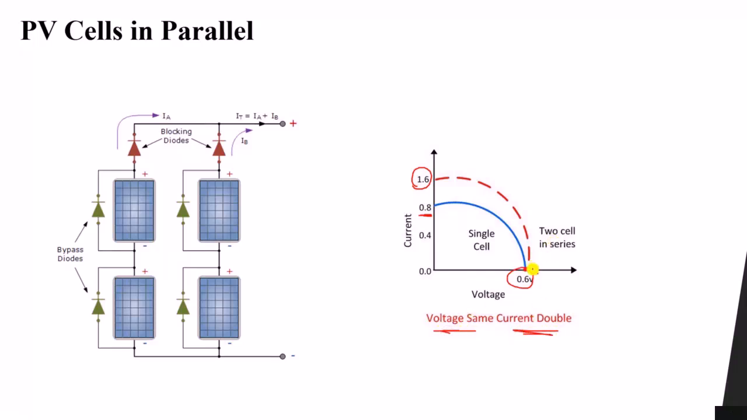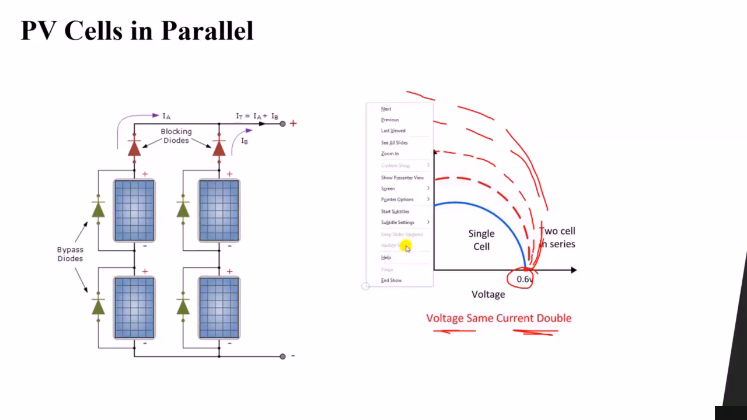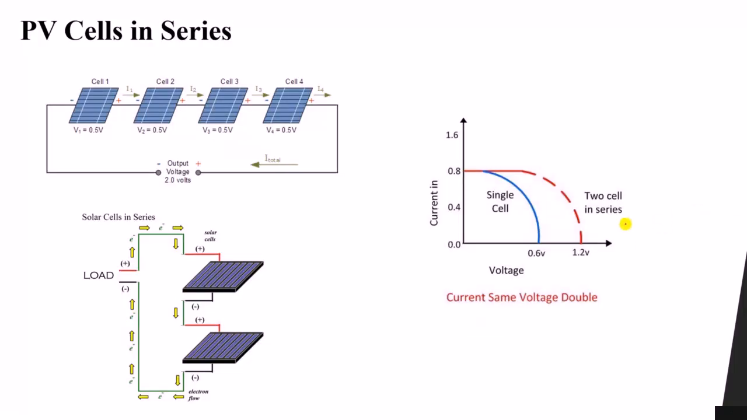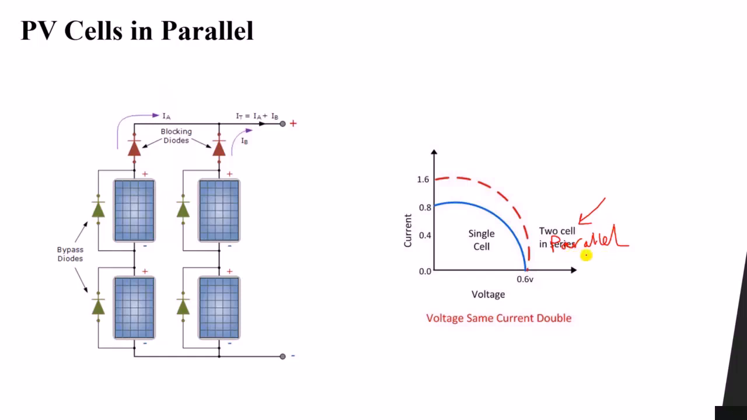Now what if we have three cells? Then it will be like this, 2.4, which is 0.8 multiplied by 3. If we have more cells like this, it is the same voltage, but the current keeps increasing as we increase the number of cells in parallel. So something important here: this figure is two cells in parallel, not series, parallel. The previous one here is the series, and this one is parallel.